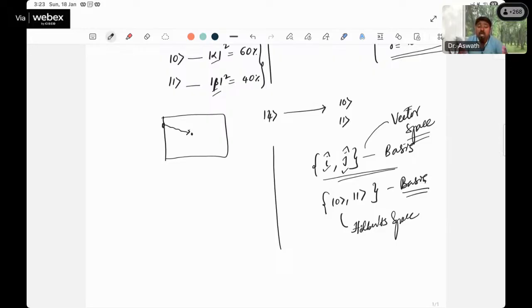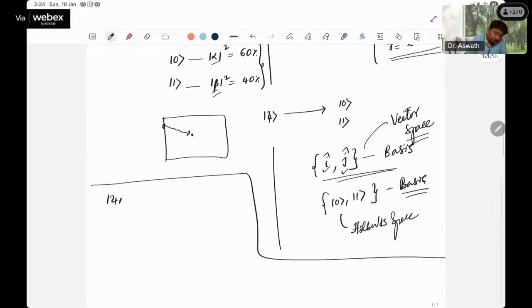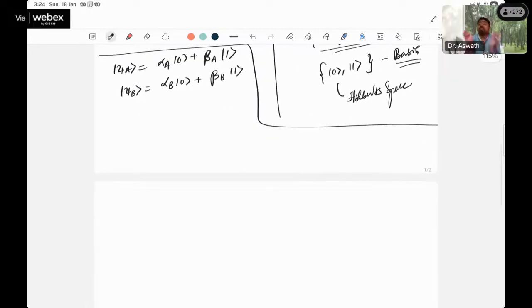Why is it so essential? It is essential to store multiple pieces of information in one quantum unit. When I say qubit, it allows me to store two bits of information. When I take two qubits together, let's say qubit A, which can be alpha A 0 ket plus beta A 1 ket, and another qubit B, alpha B 0 ket plus beta B 1 ket. So these are the two atoms I have. Both are in superposition.